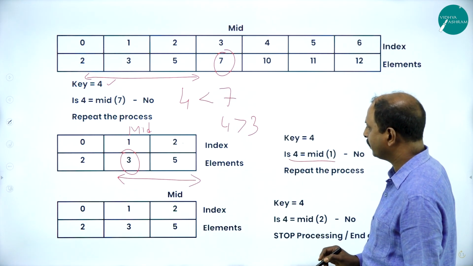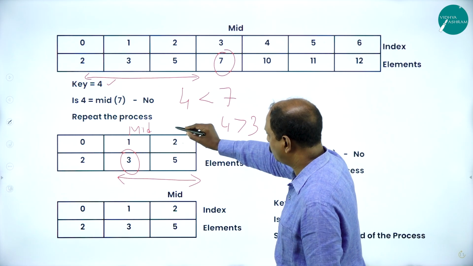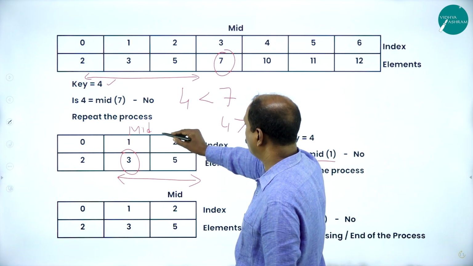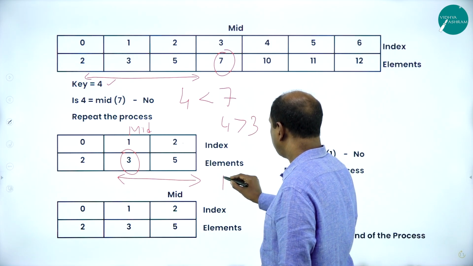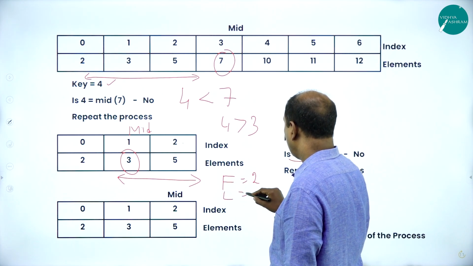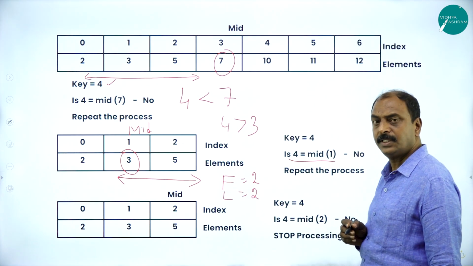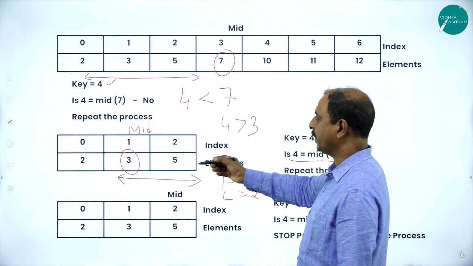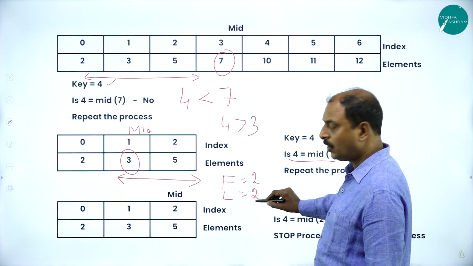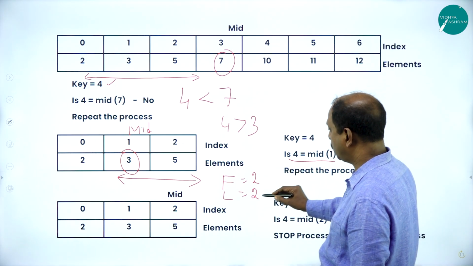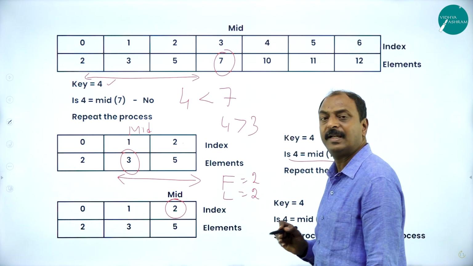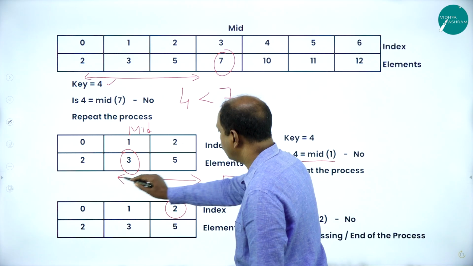So the first index is 2. In the previous process the middle element was 1, plus 1 is 2. So the first index will be 2 and the last index will be as it is, 2. How do we find the middle element? 2 plus 2 is 4, 4 divided by 2, the quotient is 2. So the quotient is 2, index is 2. This will be the middle element of the given list between these two elements.